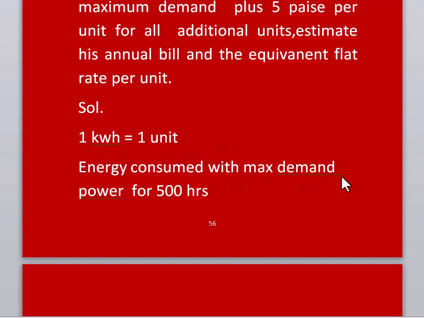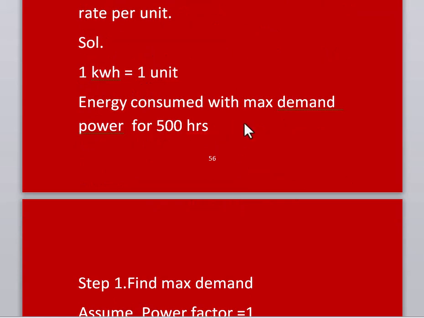energy consumed with respect to maximum demand power for 500 hours. This is the first one which is to be calculated, and the tariff is based on the energy consumed due to the maximum demand, so that has to be used. Earlier they used to give the rate of charge based on the maximum demand in kilowatts or maximum demand in KVA. Now it is not so. It is the energy consumed due to the maximum demand for so and so hours. So in this case it is 500 hours.